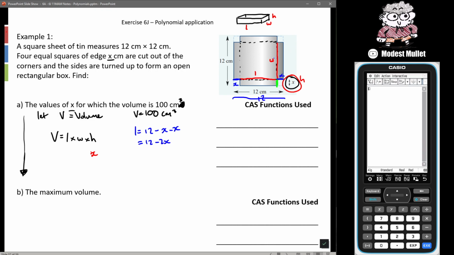And the width is exactly the same. We've cut out a chunk x there, we've cut out a chunk x there, so width is equal to 12 minus 2x. So we can substitute that in. So we now get volume is equal to 12 take away 2x times by 12 take away 2x times by x. Now, it would be nice to have that in a simplified form, but this is CAS active.